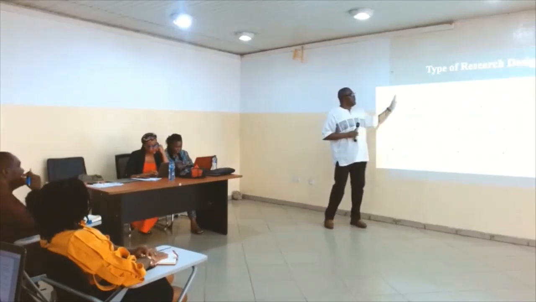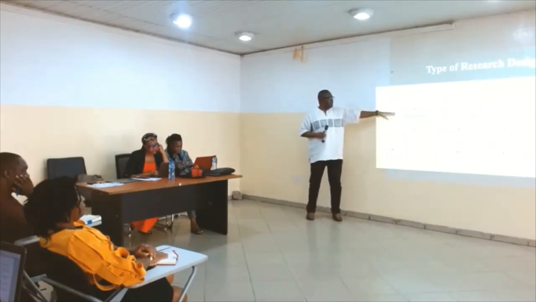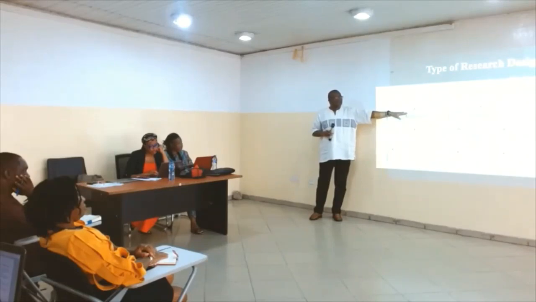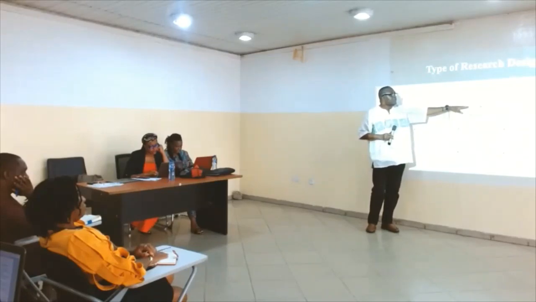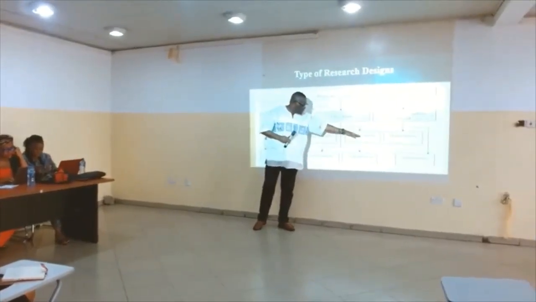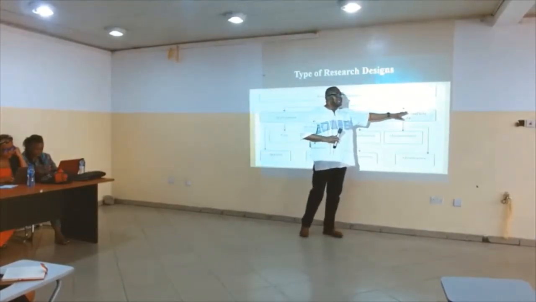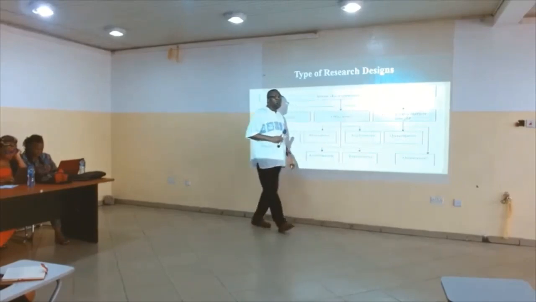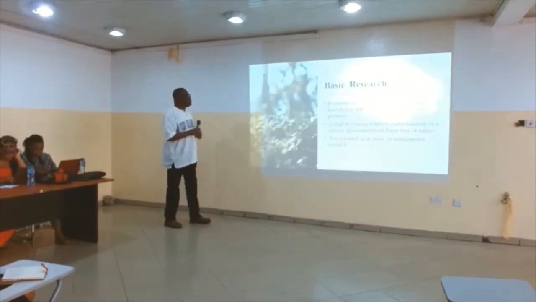So looking at type of design, you can view type of design from different points. You can look at it from application, where you classify it as either basic or pure, or applied. Or you look at the objectives, what you want to do: descriptive or exploratory, and then explanatory or correlatory. And then the type of information you want to get, is it numerical, quantitative, or qualitative. That's a simple schema, but let's look at them one after the other.